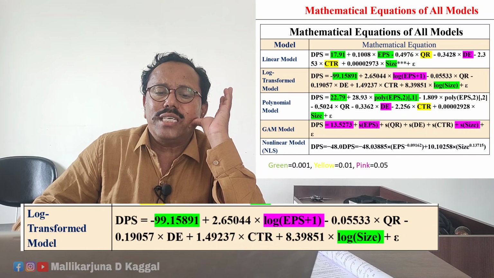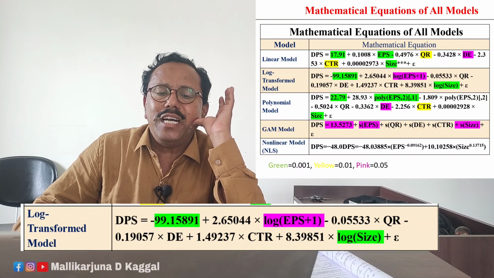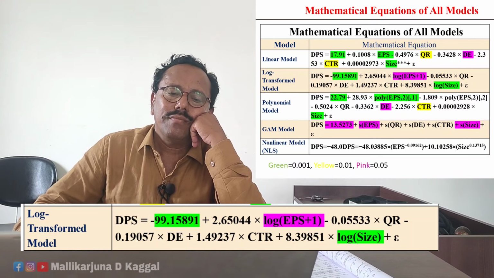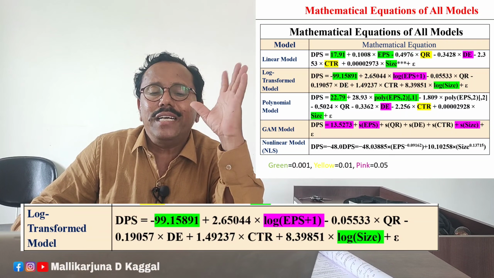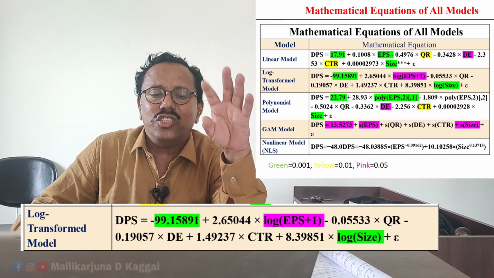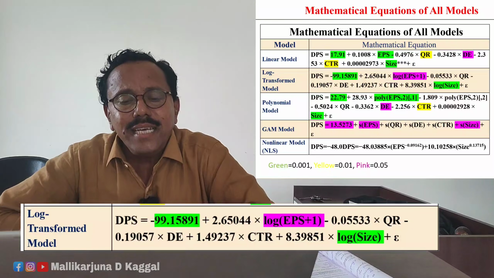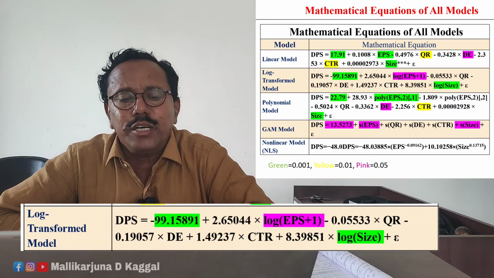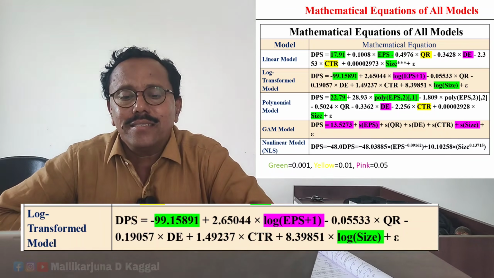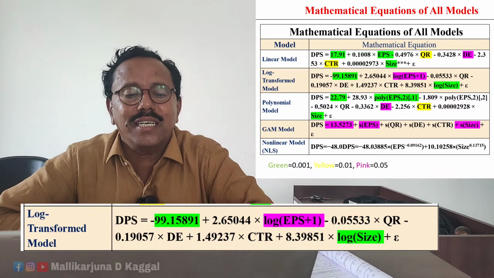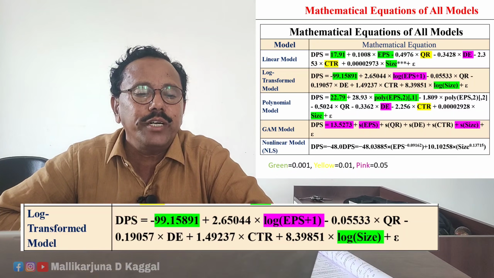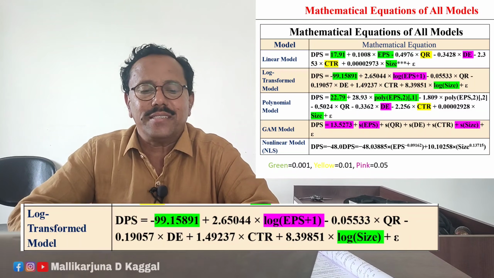So in that, the most significant independent variable for contributing to a dependent variable is green, is only one, that is called size. Now next is pink. Only size and pink color, first is size, next is EPS. Only two are significant variables in contributing to the dependent variable. Whereas quick ratio, DE and CTR are not significant variables in contributing to the DPS.